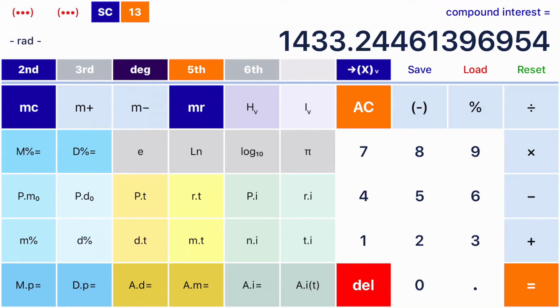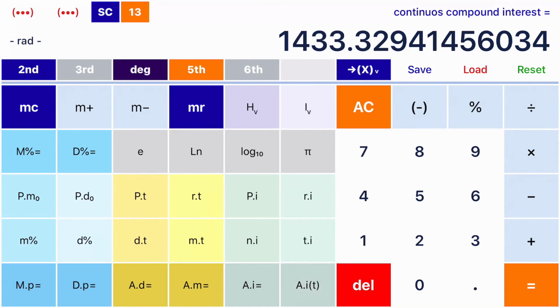To do that, instead of pressing this button, I'm going to press the accompanying button next to it, which is the AI with parentheses time. Okay, so in other words, it's a function of time. All right, so the AI would give me the answer if I compound the amount continuously. So let me press it.